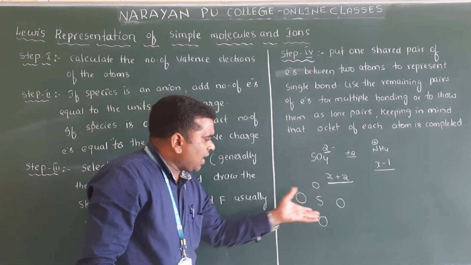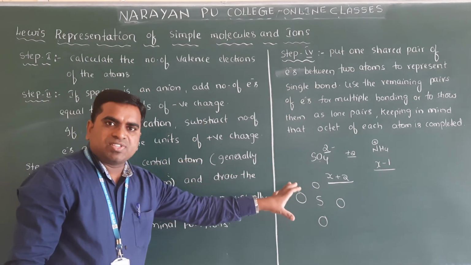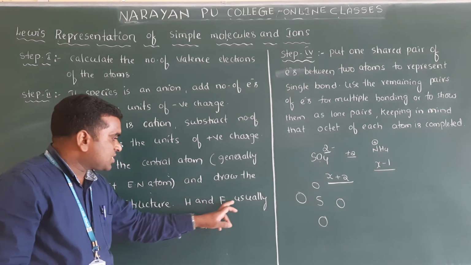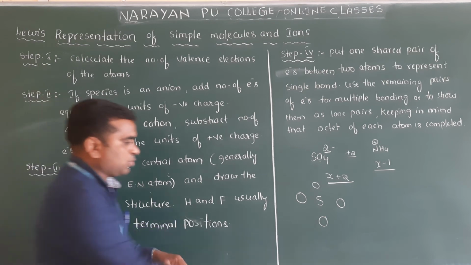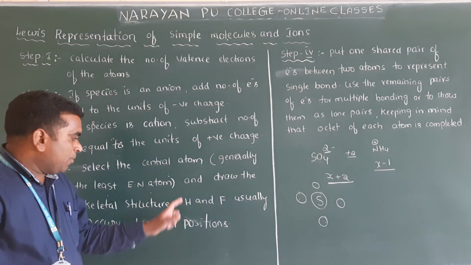Okay, so next you have to arrange the electrons that we will discuss. That is here. And central atom, just find out which is the central atom and draw the skeletal structure. This is important. Hydrogen and fluorine usually occupy the terminal position. These are terminal positions. This is the central position. Clear?